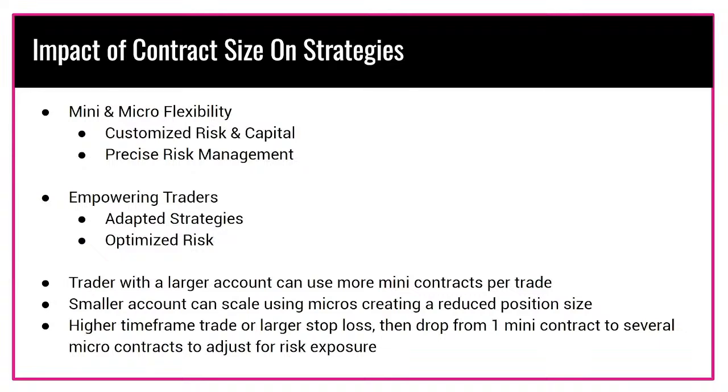Scaling trade size with multiple contracts. One of the advantages of micro and mini contracts is the flexibility they offer in scaling trade size. Traders can adjust their position by trading multiple contracts to achieve the desired exposure. For example, if a trader wants to take a larger position in a particular market, they can use multiple micro or mini contracts instead of a single standard contract. This ability to use multiple contracts really allows traders to scale in and out of trades and manage their risk exposure.